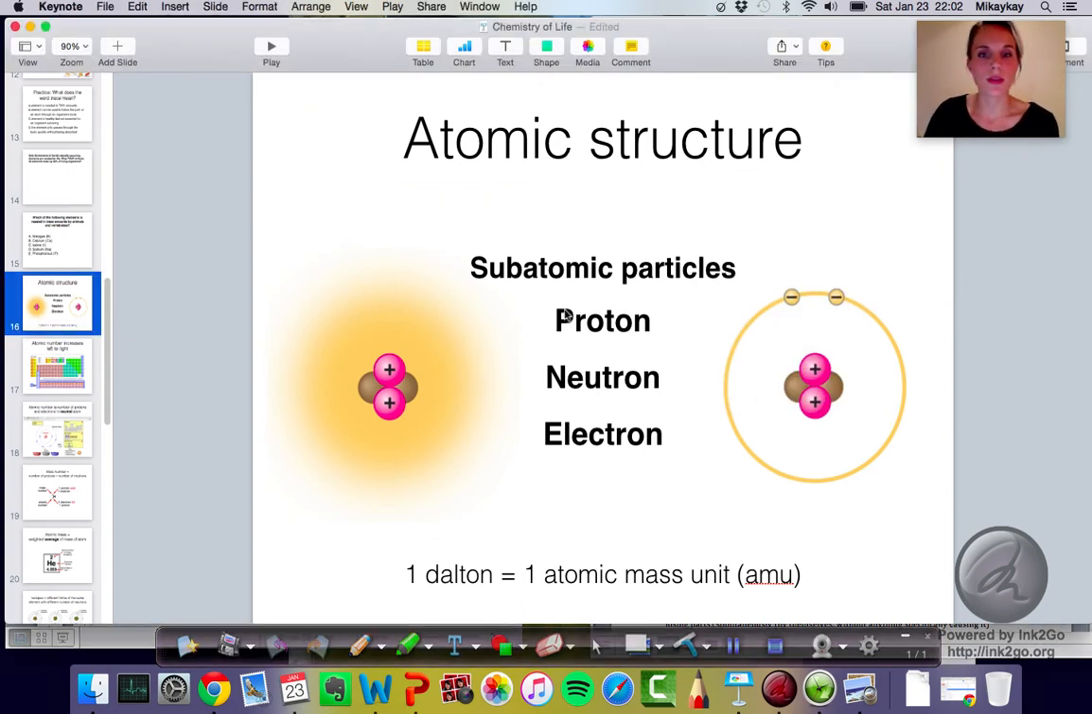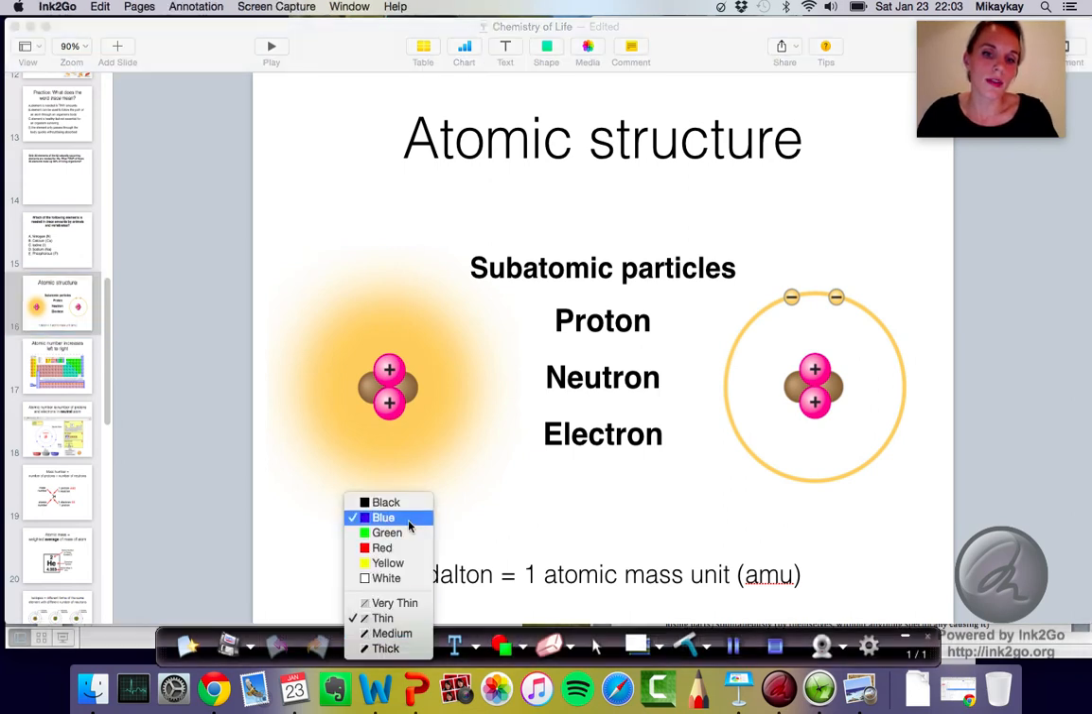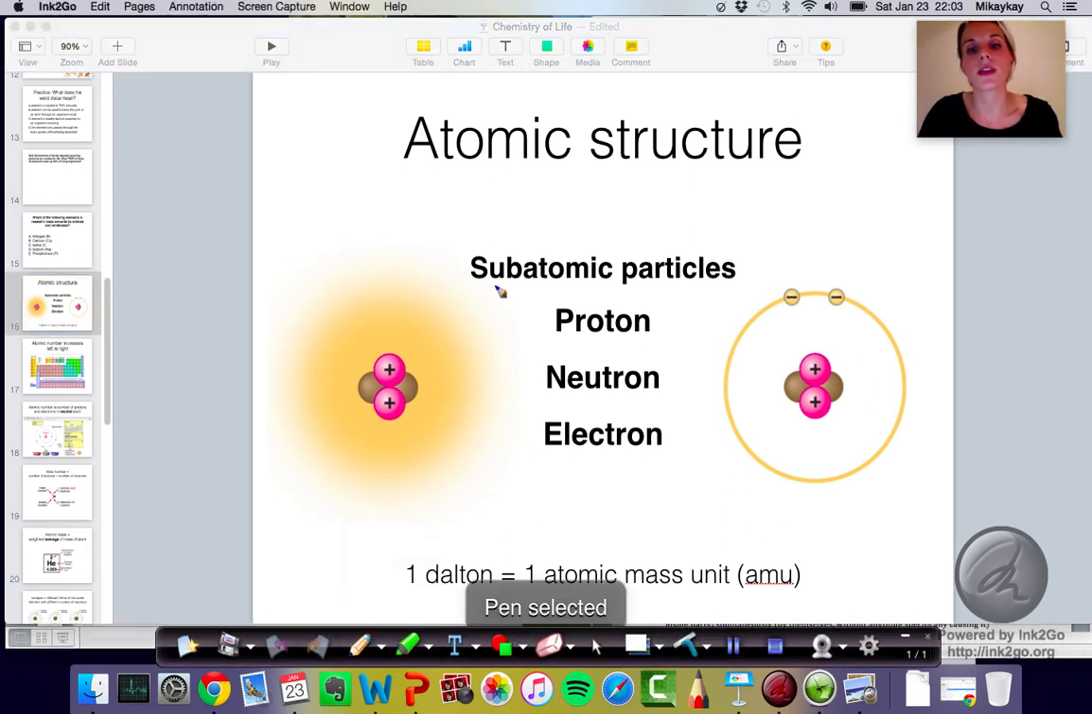Let's just jump right into it. So when we talk about atomic structure, the first thing that we always talk about is subatomic structure. And oftentimes we'll talk about subatomic particles when we talk about atomic structure. And that is just a word that talks about the parts that make up an atom, right? So it's just a fancy word for parts of an atom.